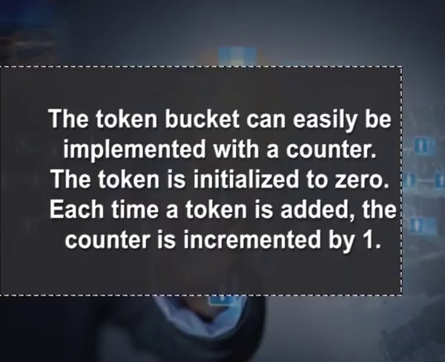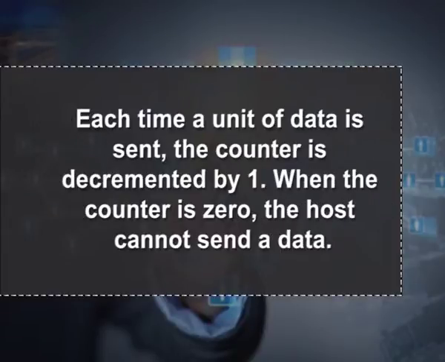The token bucket can easily be implemented with a counter. The counter is initialized to 0. Each time a token is added, the counter is incremented by 1. Each time a unit of data is sent, the counter is decremented by 1. When the counter is 0, the host cannot send data.